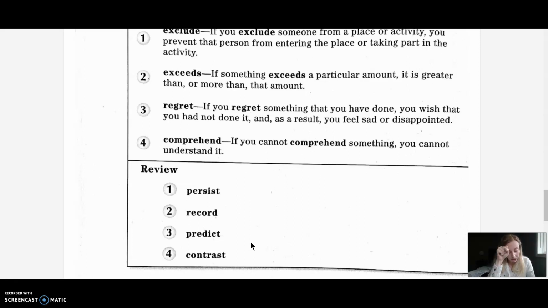Okay, number 3. I'm thinking of a word to keep going even though you want to give up. Which one of those is that? Persist. Nice. Okay, last one. I'm thinking of a word to point out the differences. Which one of those means to point out the differences? Contrast. You are correct.